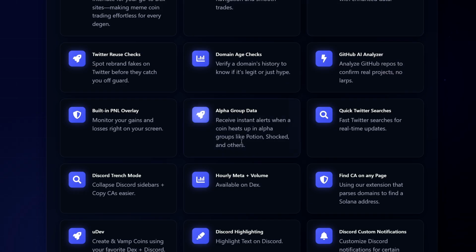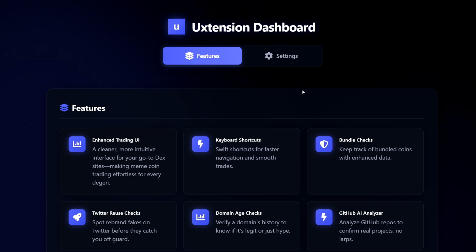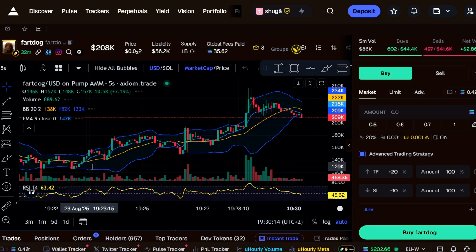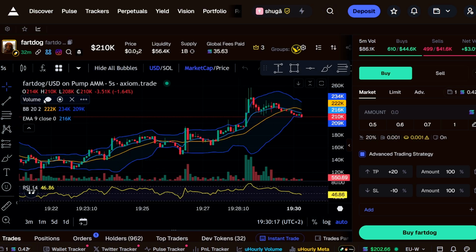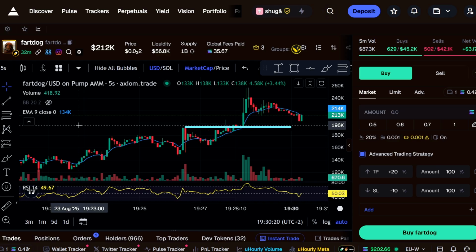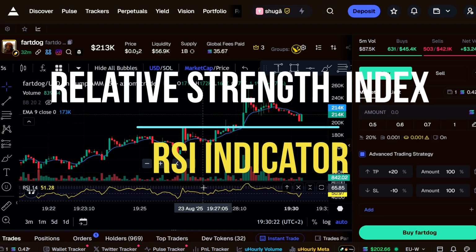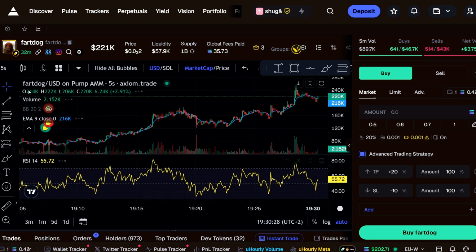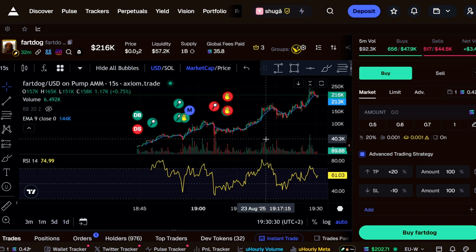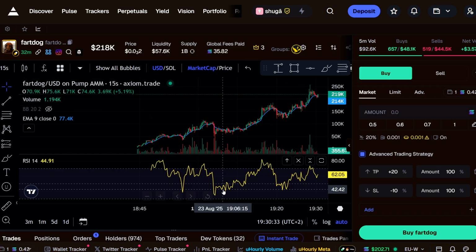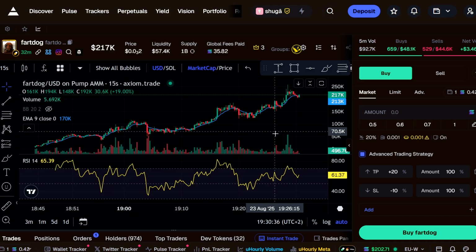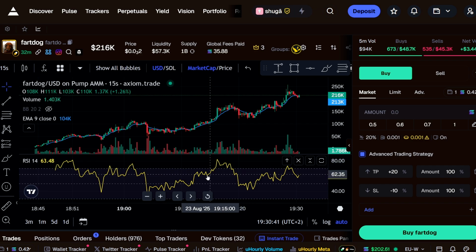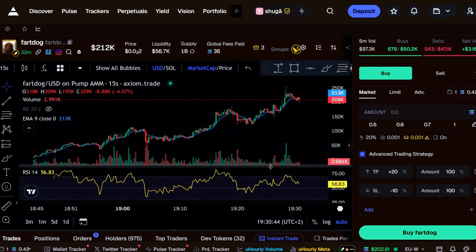The world of meme coins can be overwhelming if you are new, but with the right tools you can make more informed decisions and stop losing money with your trades. One of the most useful tools for traders is an indicator called the Relative Strength Index, or the RSI in short. The RSI is a technical indicator that measures the speed and change of price movements. It's displayed as a line on a chart, typically with a scale from 0 to 100. Its main purpose is to help traders identify when a coin is either overbought or oversold.